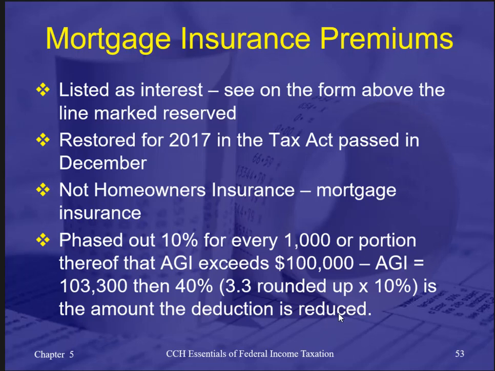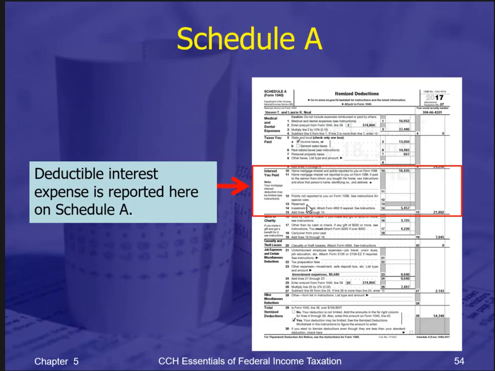Last thing, actually missed in the tax law: mortgage insurance premiums. This is not homeowners insurance. This is mortgage insurance, meaning it pays off if you can't pay your loan off. They will pay it off for you if you go bankrupt or something like that. It's phased out the way that it's shown here, but it's listed as interest. On the form here, it's actually on this line called reserved, because when this form was created, that rule was going to go away, but then they retroactively, in the tax law, made it back to 2017.